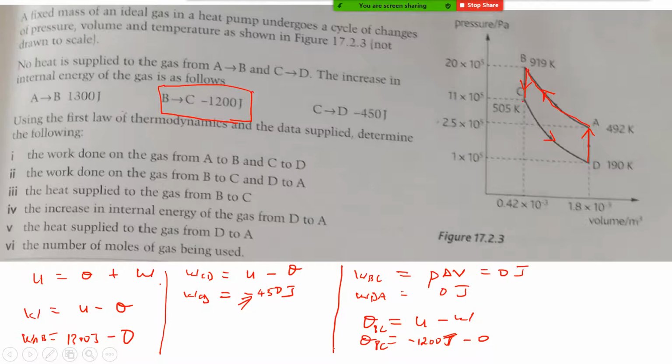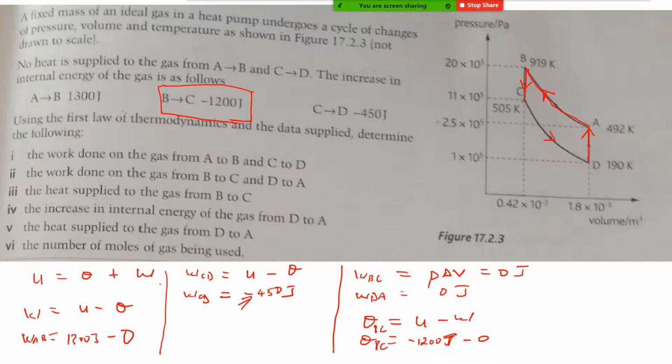Question continues, and it says that we need the increase in the internal energy of the gas from D to A, right? D to A. Let's see here, increase in internal energy. From D to A, we know that the work is equal to 0.